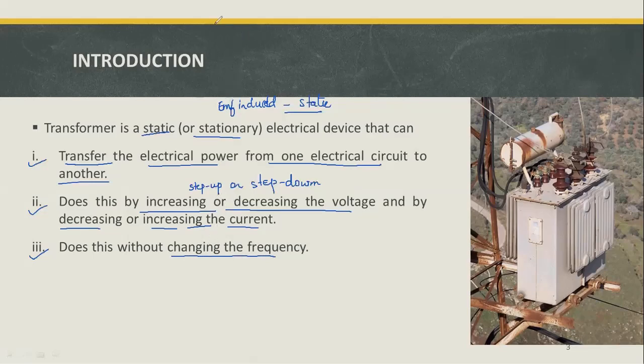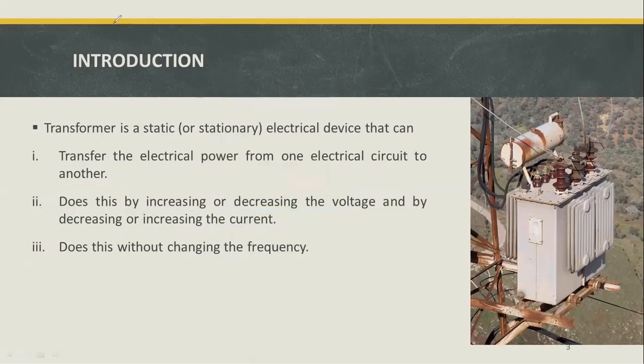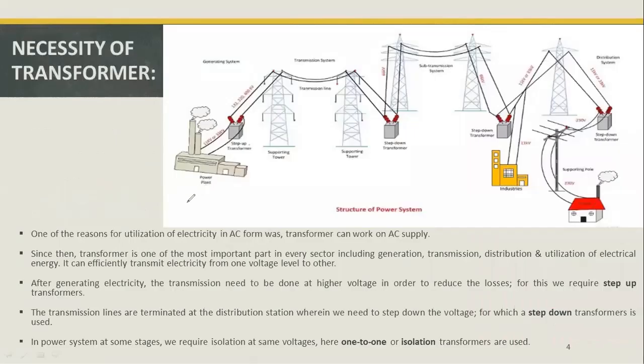Now let us see why we need a transformer. We know that one of the major reasons for utilizing electricity in AC form is that the transformer can work on AC supply. Now let us try to understand why the transformer is so highly recommended and highly utilized in the electrical power system. Now if we see here, this is the structure of the power system which is given here.